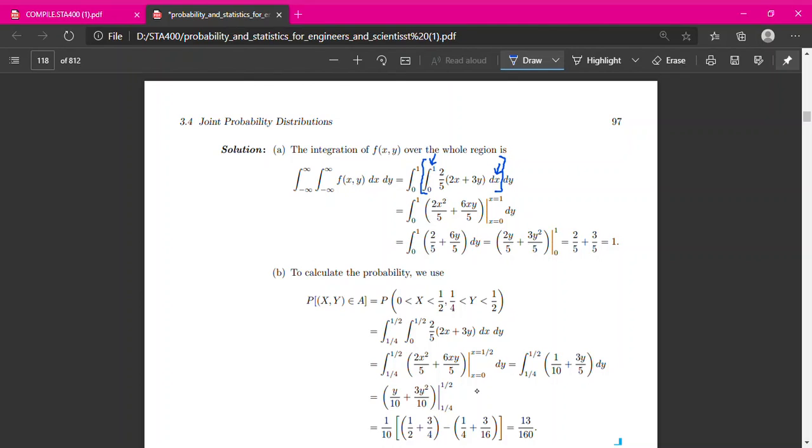Alright, that's right, it should be 2x squared over 2. Here, 2 multiplied, so the first term you should get is 2 over 5 times x squared over 2. Right? This is what you should get.